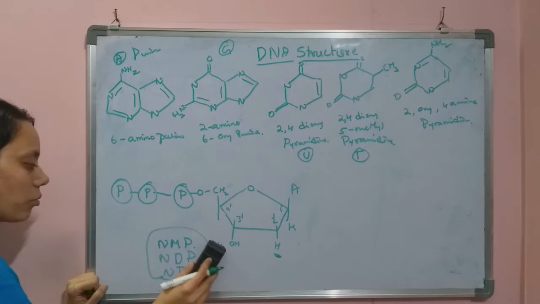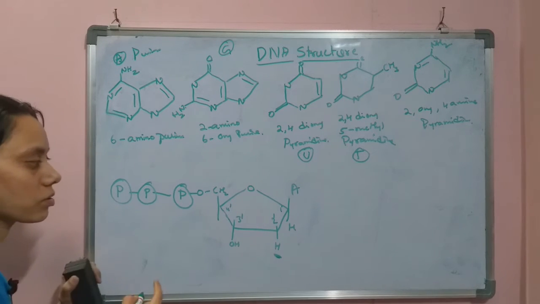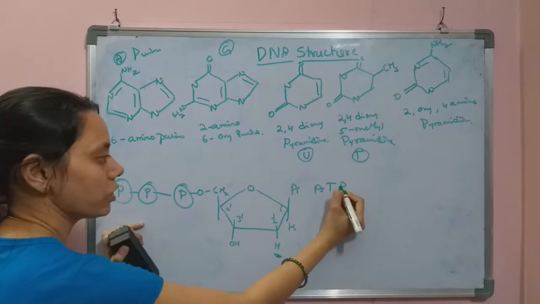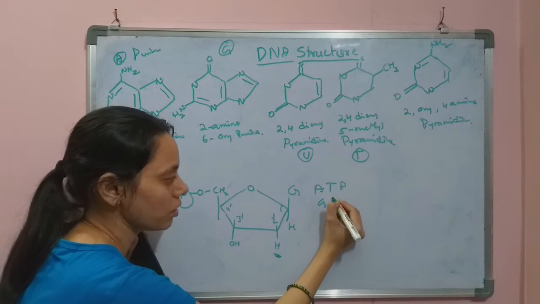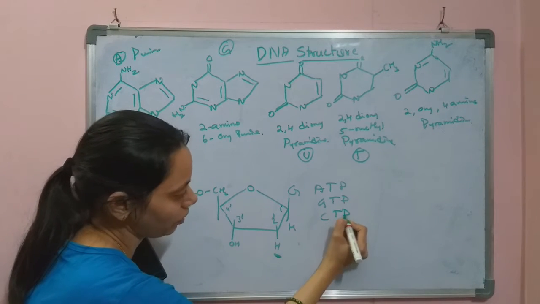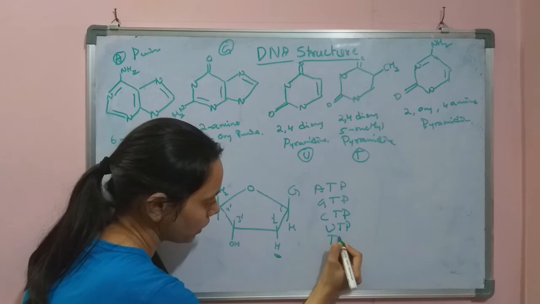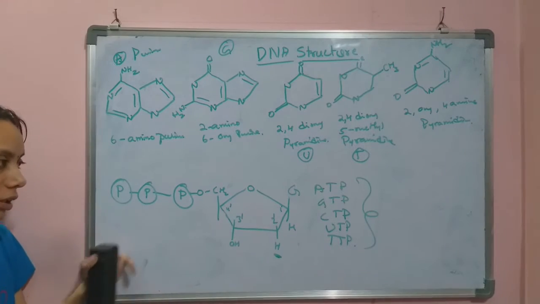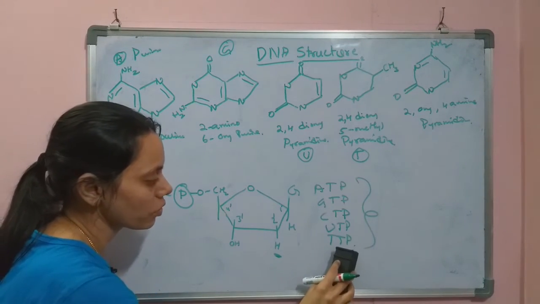So let us talk about the nucleotide triphosphates first. If adenine is present, it is adenine triphosphate. If instead of adenine guanine is present, it is guanine triphosphate. If cytosine is present, CTP, and UTP, followed by TTP. So these are the types of nucleotides, and here this indicates the number of phosphates.